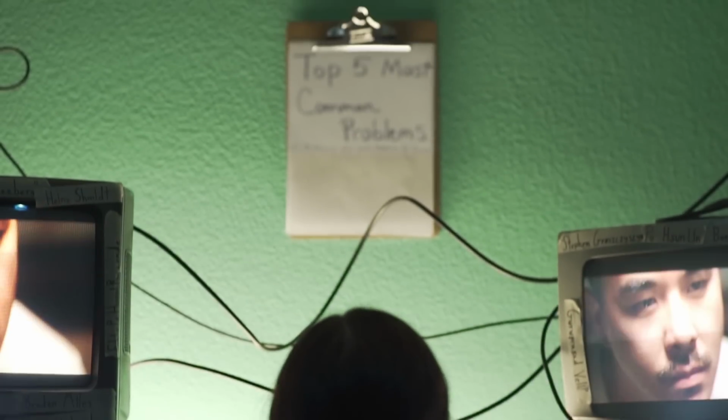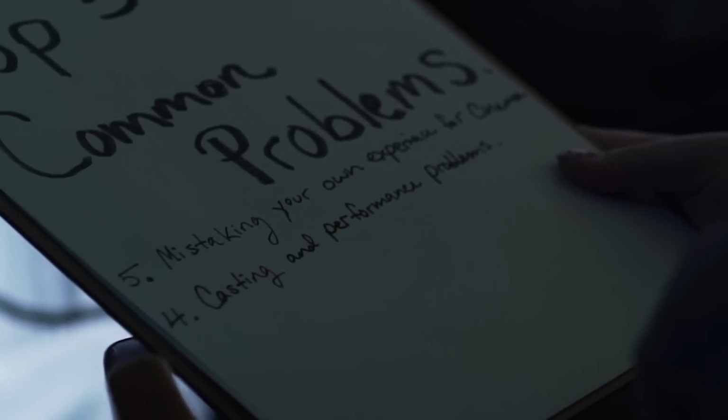What's the 4th biggest mistake student filmmakers make? Just casting and performance problems.